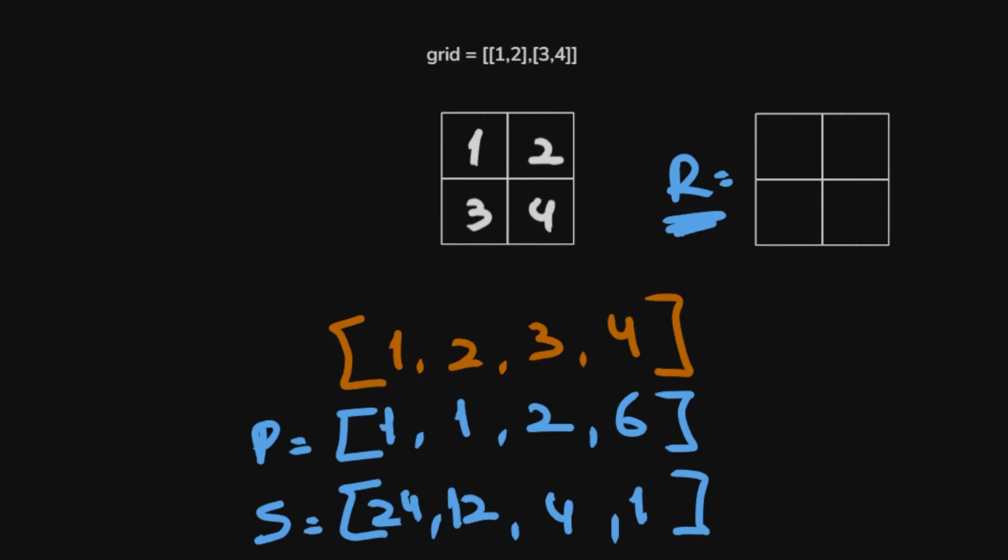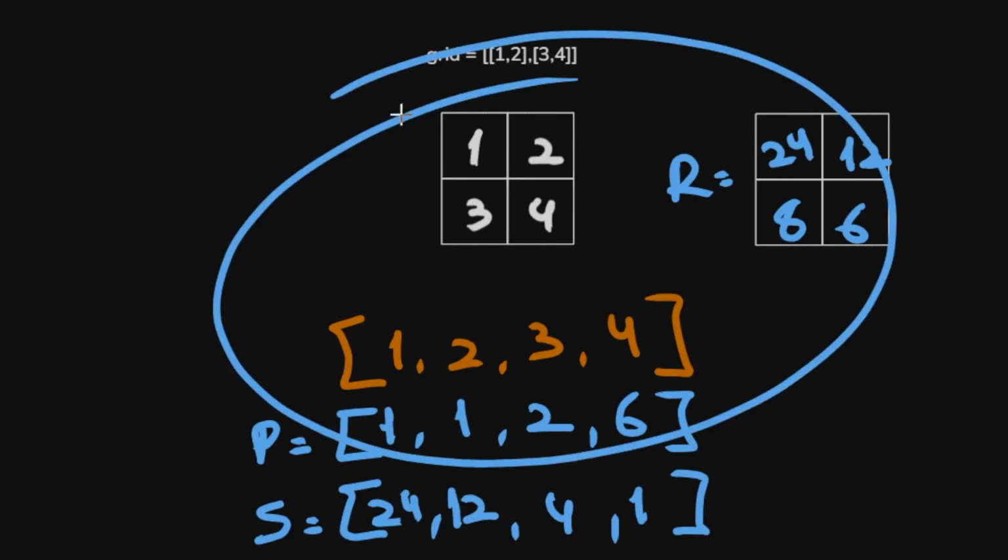So now we can build the result. We are iterating this from left to right, and every time we do the prefix times the suffix. 24 times 1 is 24, so here we put 24. Next we are here, 1 times 12 is 12. Next here, 2 times 4 is 8. Finally here, 6 times 1 is 6. So let's see how to code this up.